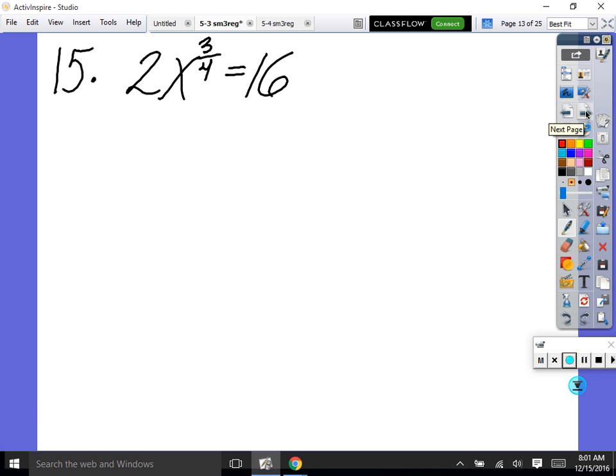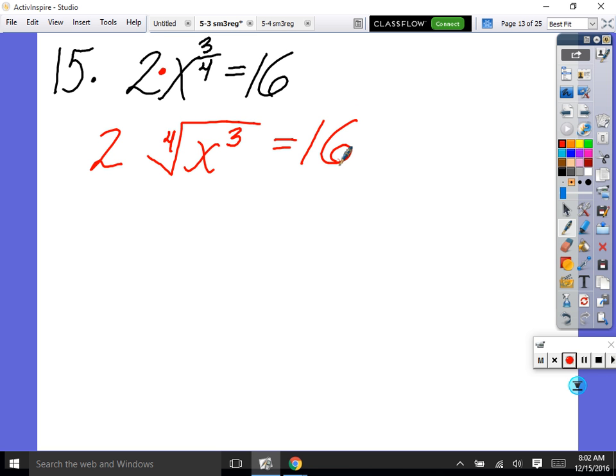Number 15. So let's first say to ourselves, oh, we know how to solve this. Now look, it's an equation. There's an equal sign. So we're going to solve this by first rewriting it as a radical. So careful though, you have to rewrite it correctly. Isn't 2 not under the radical? 2 times x to the 3/4, correct? So that would be 2, and then what root is it going to be? Fourth root of x to the third equals 16.